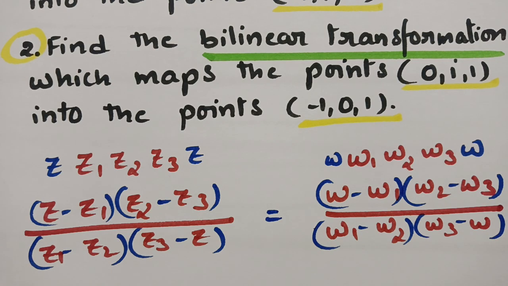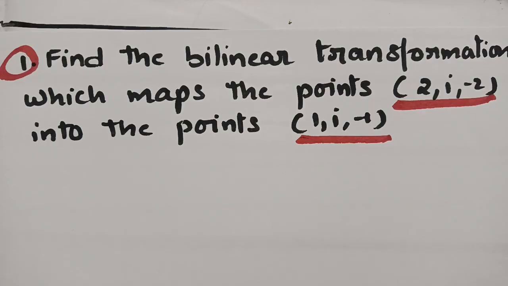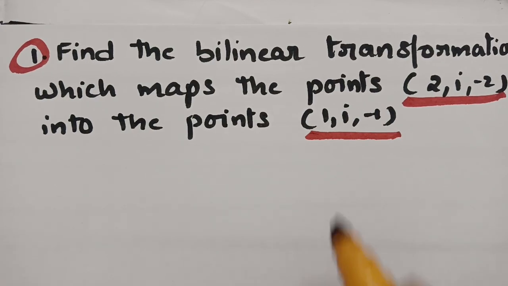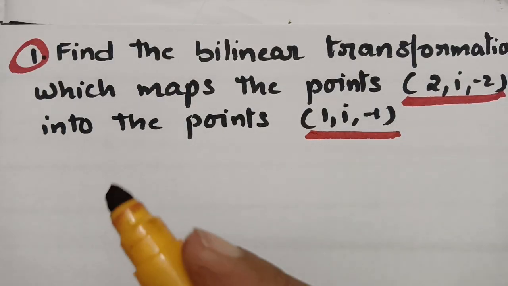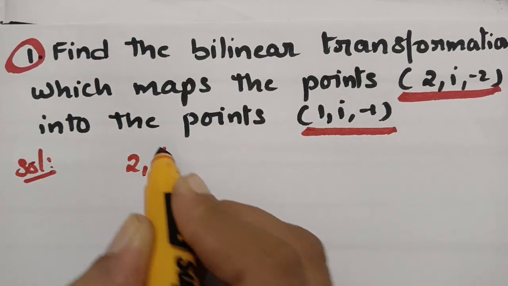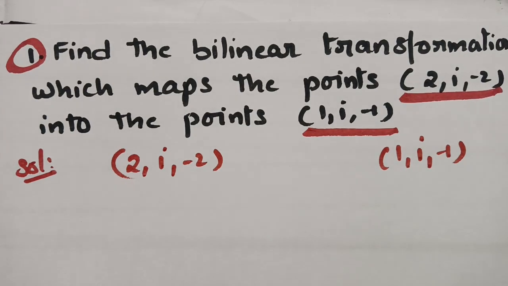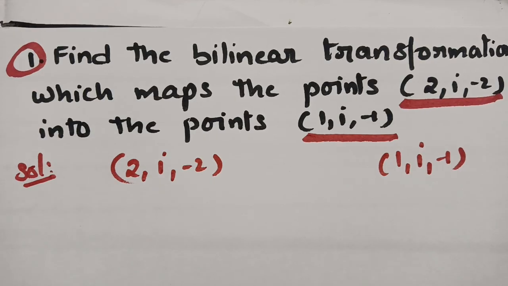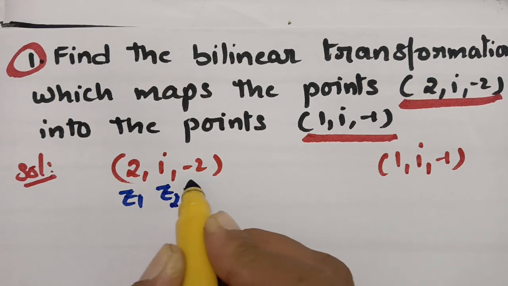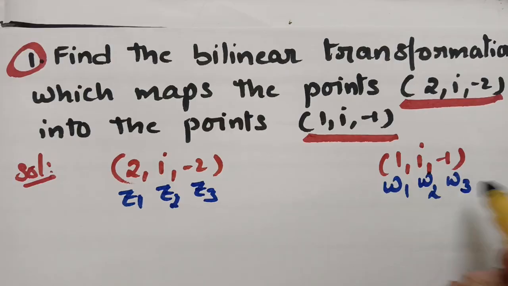This is so simple. This is the unique bilinear transformation directly from the textbook. I'll apply this formula for the solution. Find the bilinear transformation which maps the points 2, i, -2 into the points 1, i, -i. In the solution, the points are 2, i, -2, and here the points are 1, i and -i. Consider these points as z1, z2 and z3, and these as w1, w2 and w3.